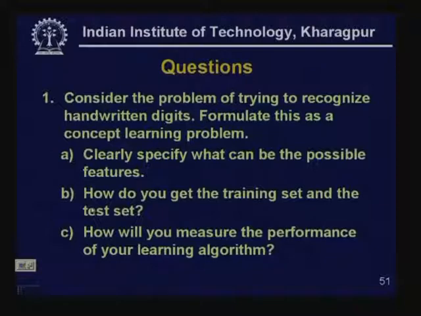So, let us come to a few questions for this lecture. Question number 1, consider the problem of trying to recognize handwritten digits. You have to formulate this as a concept learning problem. Specifically, you have 3 tasks. A, clearly specify what the possible features are. B, how do you get the training set and the test set? C, how will you measure the performance of your learning algorithm?